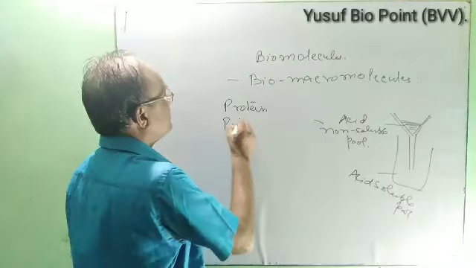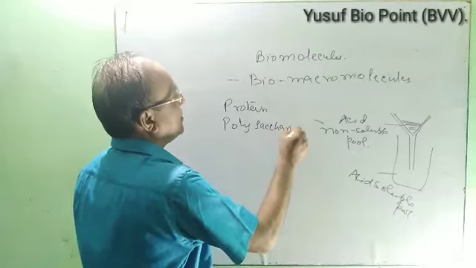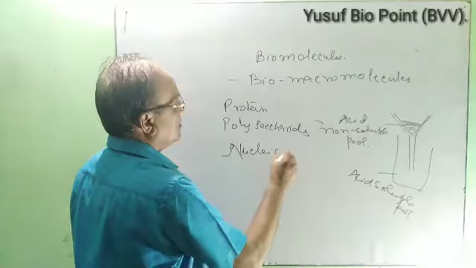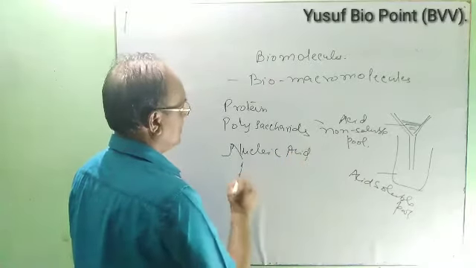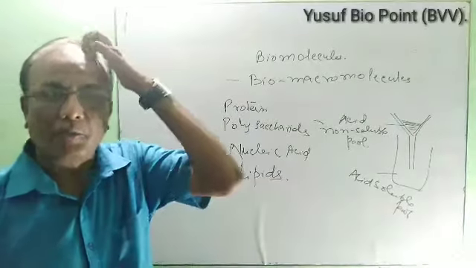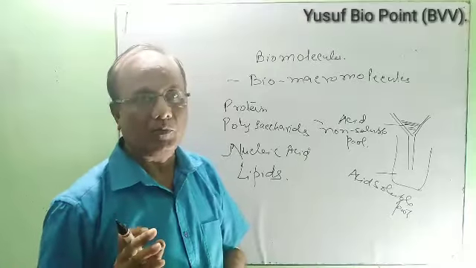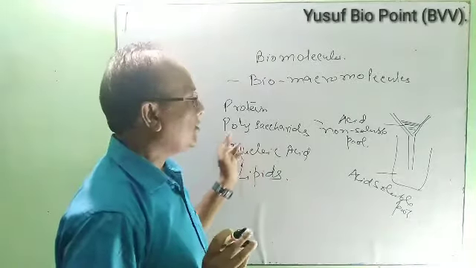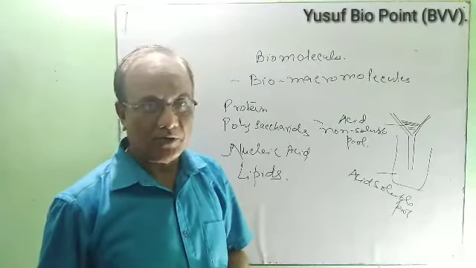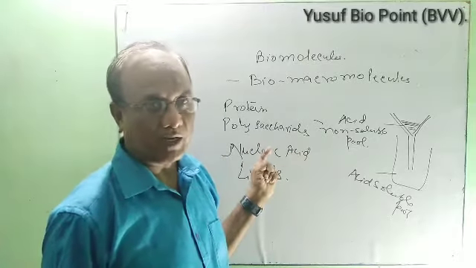In that we get protein, polysaccharides, nucleic acid, lipids. These are the components which we get in the acid non-soluble pool, and because they do not filter due to their high molecular weight, except lipid, they are called macromolecules.